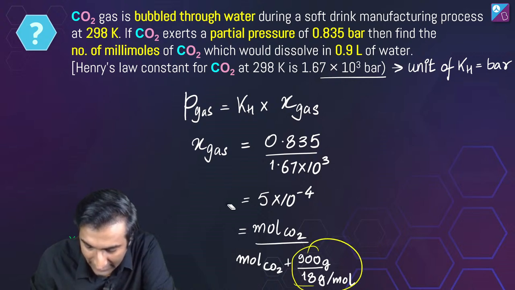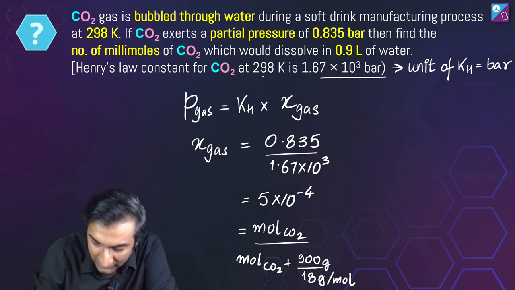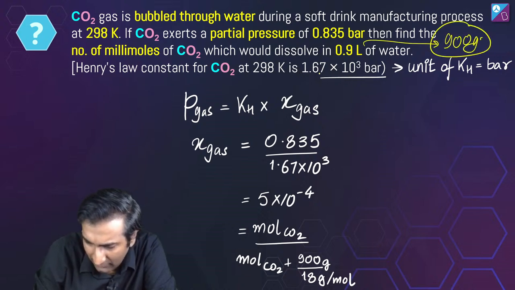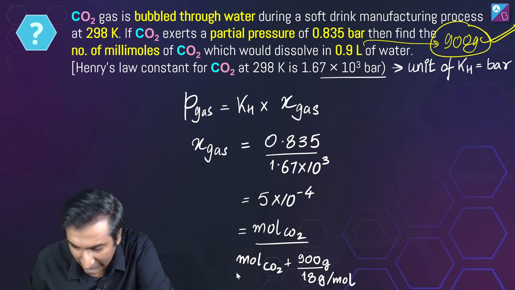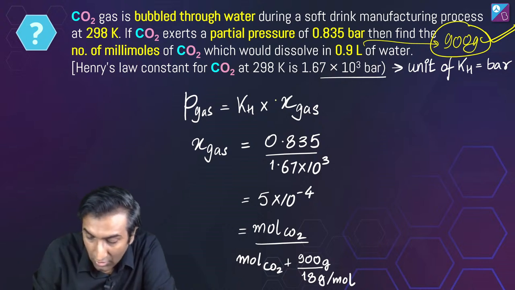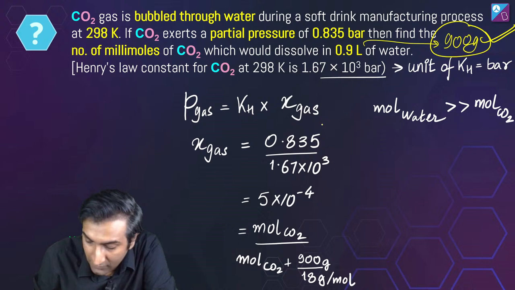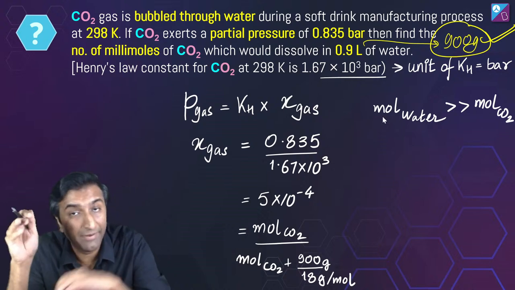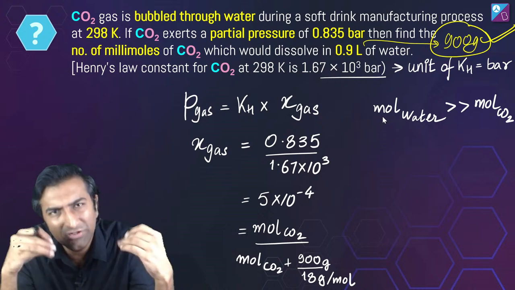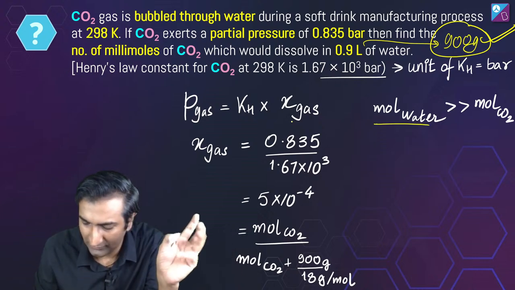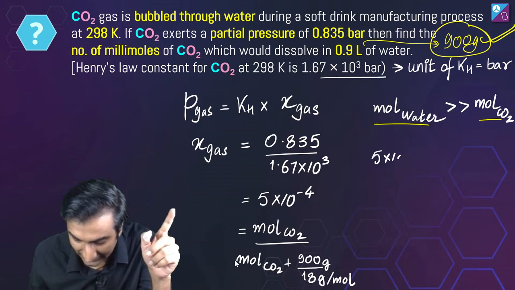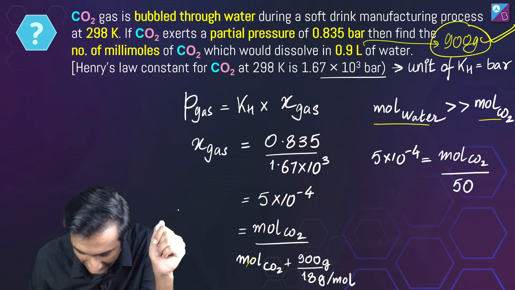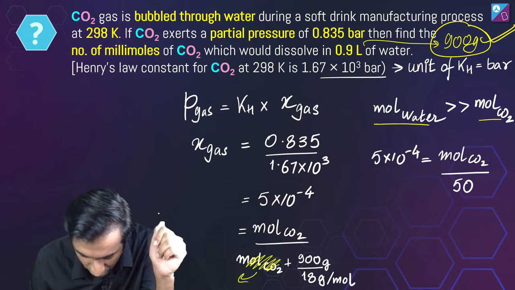Okay, I have conveniently assumed that this is 900 grams, which is a fair assumption. That's absolutely, I mean, that's a good thing to assume. I don't think there's any issue with that. Why? Because the mole of water is a lot more than the mole of CO2. Normally, you may or may not be able to do it. But jab gas dissolve kar rahi hoti, usually aisa hi hota hai. Which is why I can say that, boss, this is directly going to be equal to this. Theek hai? Is wale ko hum hata dete hain yahan se. Too small.